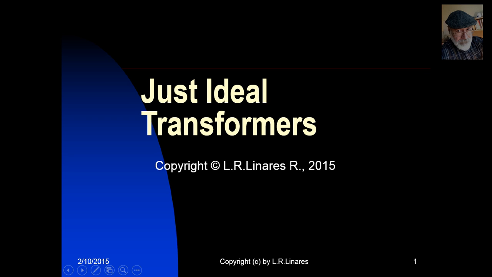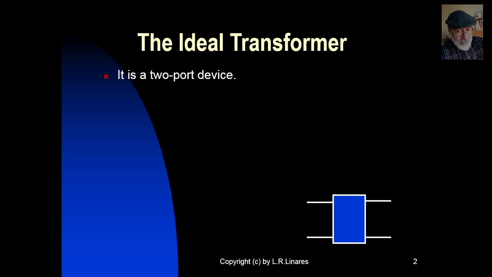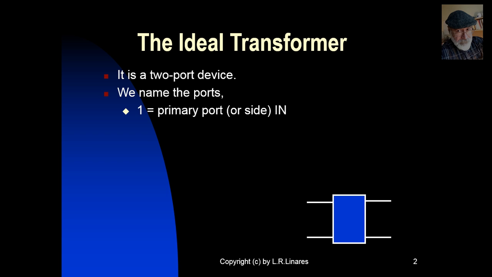Let's talk just about ideal transformers. The ideal transformer is a two-port device. It has an input port. We call that the primary, the one that is facing the generator, the one that receives power. And we have a secondary port on the far side, which is the one that delivers power to the load.